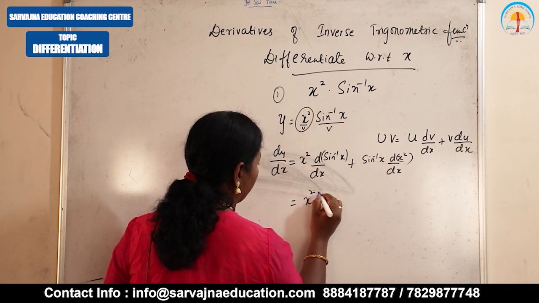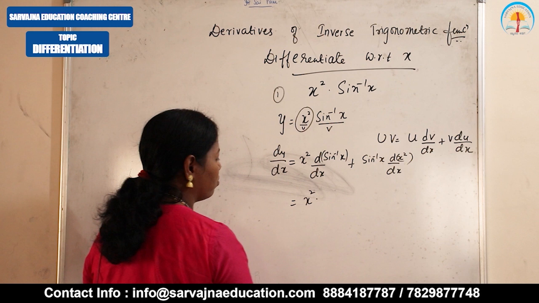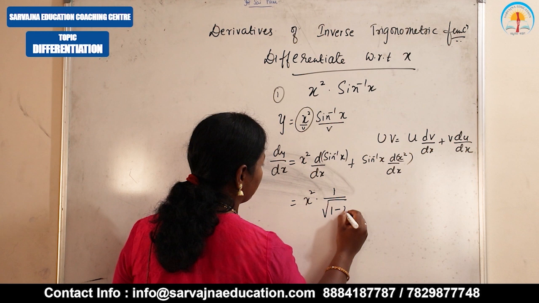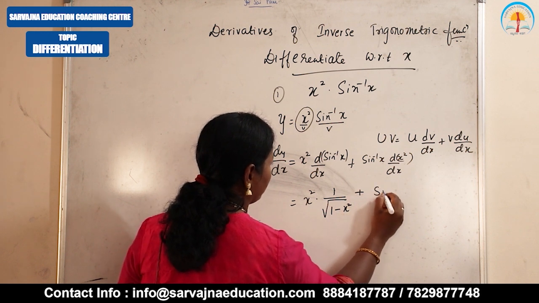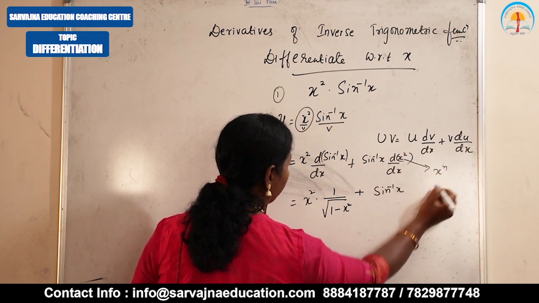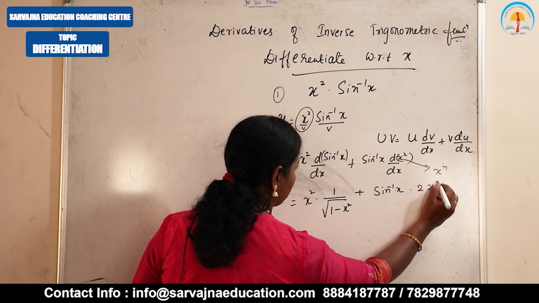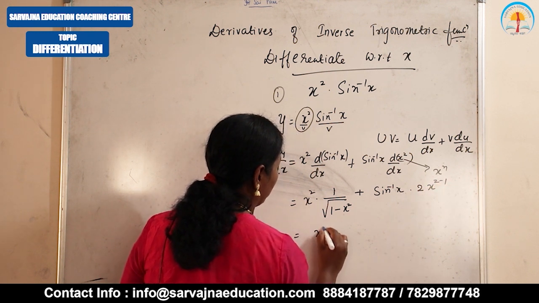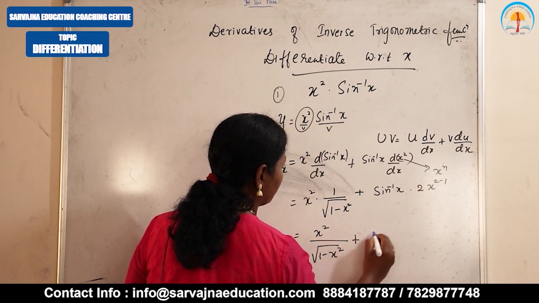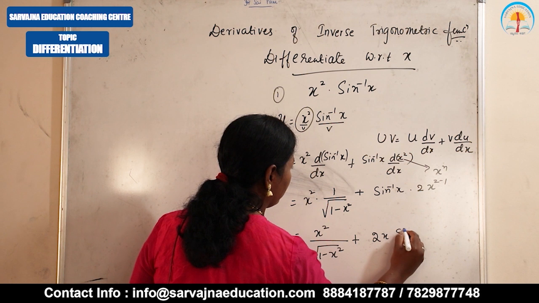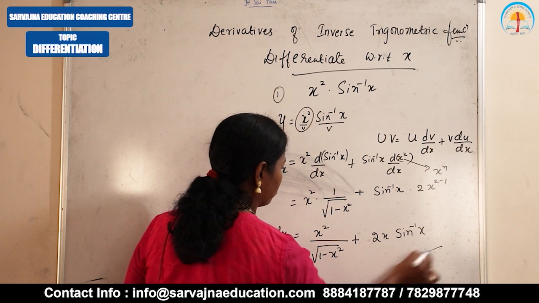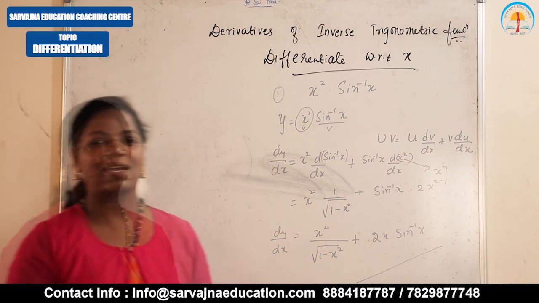So x square keep as it is, and sine inverse x differentiation we already saw, it is 1 by root 1 minus x square, plus sine inverse x. x square differentiation, it looks like x to the power of n, so it is 2x, 2 minus 1. So you have to simplify: x square by root 1 minus x square plus 2x sine inverse x. This is exactly dy by dx. So final answer.